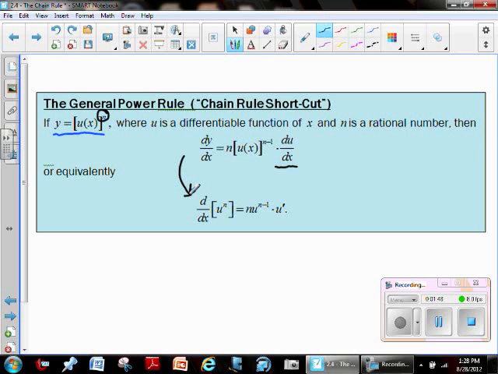Now, the equivalent expression down here below is exactly the same thing. All I've done is eliminated the parenthesis x, and took away the du dx notation, or at least replaced it with prime notation. And sometimes it's a little easier to look at.